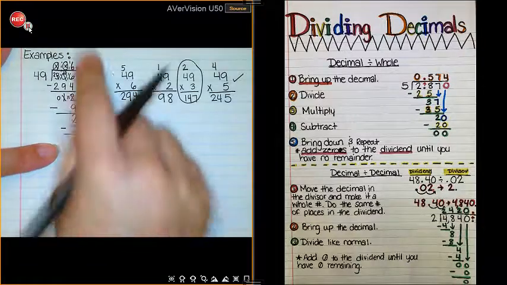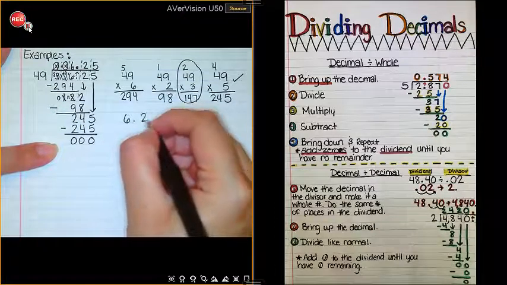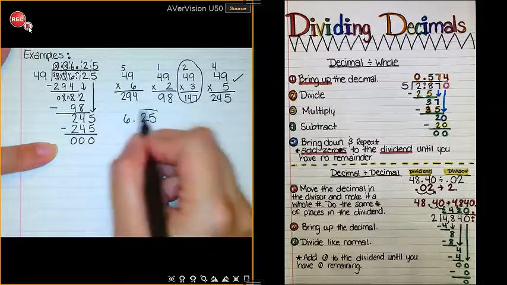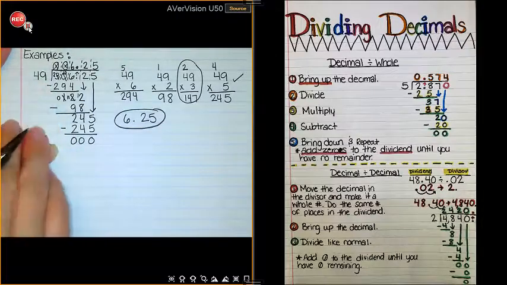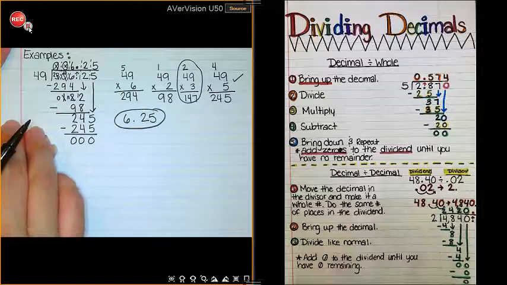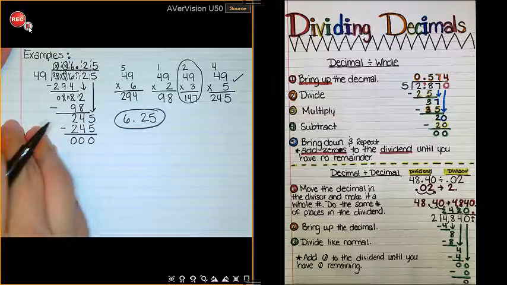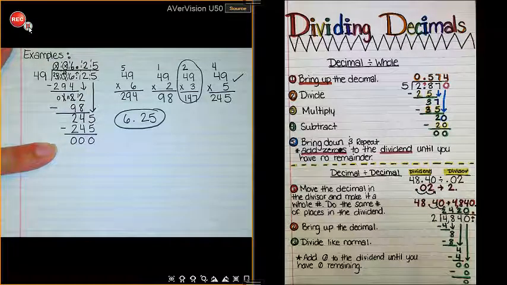So our answer to this problem is 6.25. And notice how neat my paper looks. This is exactly how you guys should be solving problems in your notebooks or on a separate sheet of paper. That way you can see it nice and clearly. All right, let's go ahead and do another example.